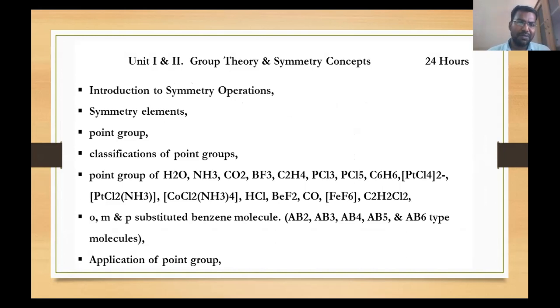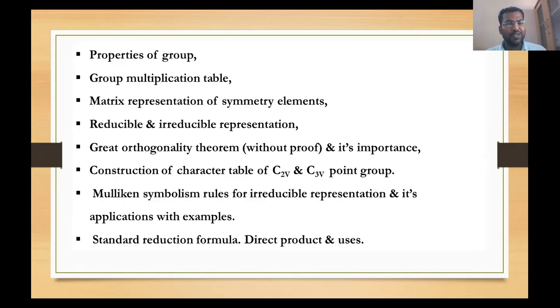Whenever we discuss the syllabus, unit number 1 and 2 I will take together, that is, group theory and symmetry concepts. In that, we will discuss the following syllabus: first of all, an introduction to symmetry operations, then symmetry elements. After that, we will talk about point groups and the classification of point groups. Then we will find out the point groups of various molecules like water, ammonia, carbon dioxide, boron trifluoride, ethylene, phosphorus pentachloride, hexane, benzene, various complexes of platinum, and ortho, meta and para substituted benzene molecules, etc. After that, we will talk about the applications of point groups, then various properties of these groups.